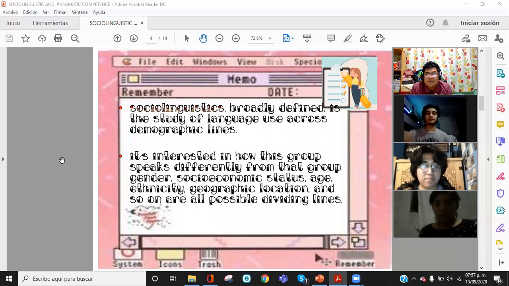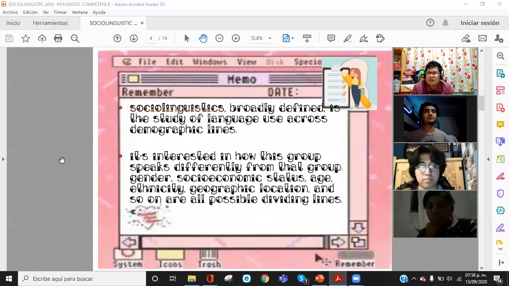Okay, well, it seems nobody's going to talk about this. Well, broadly defined, it is the study of language used across demographic lines. It's interesting in how this group speaks differently from that group: gender, socioeconomic status, age, ethnicity, geographic location, and so on are all possible dividing lines.